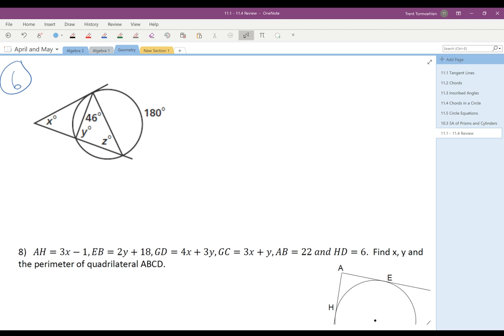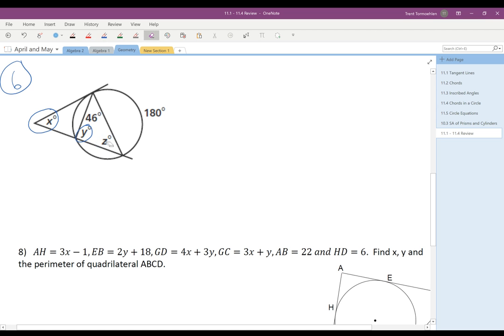Okay, so for this first problem, we have two different types of angles. We have the y and z, which are both inscribed angles. And remember that inscribed angles are half the intercepted arc, which we'll come back to in a second. And then we have this angle that is vertex outside the circle, which is when we take the intercepted arcs and subtract them and divide by 2.